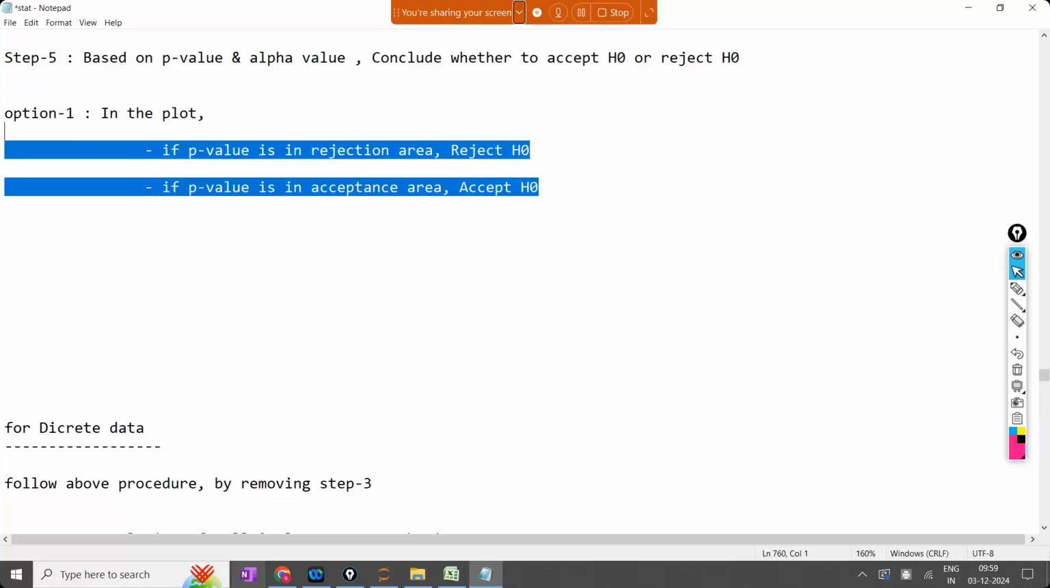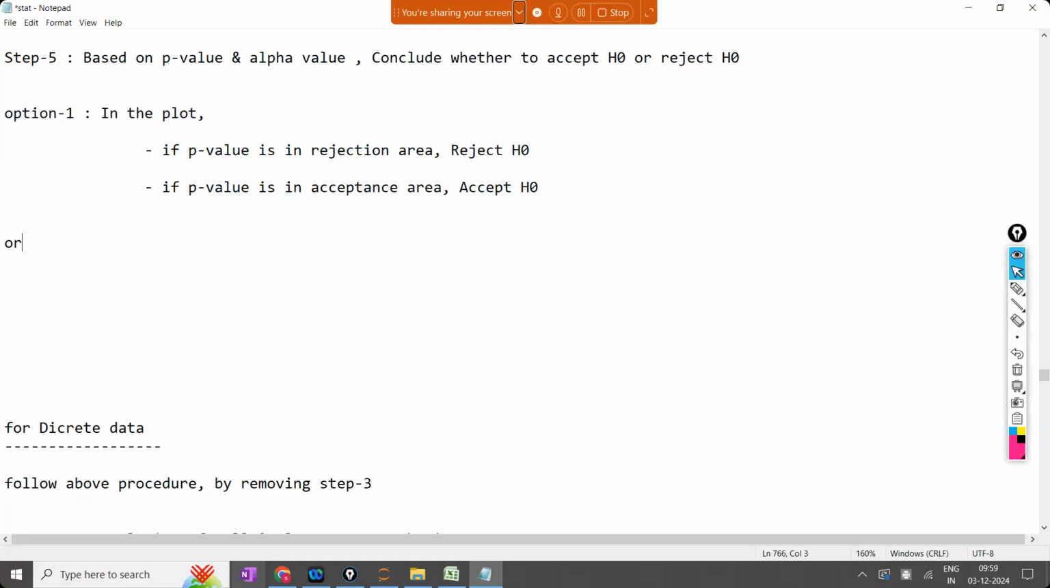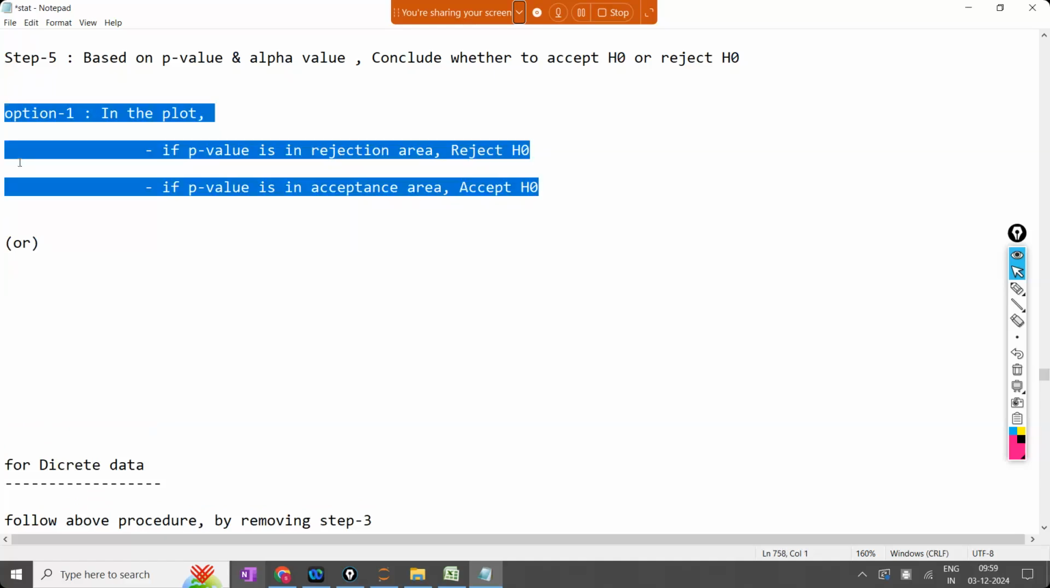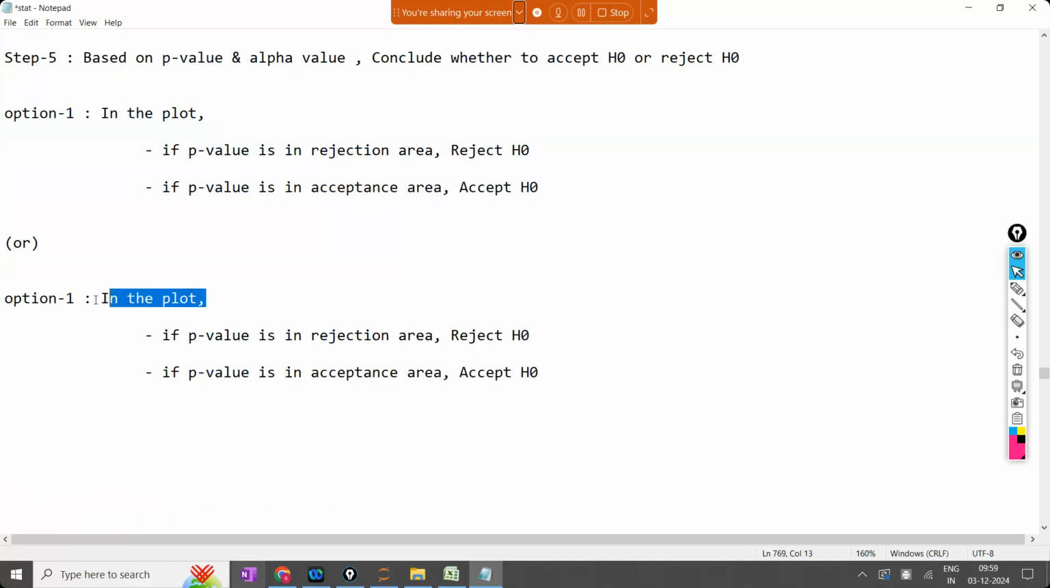Now, the second option, option number 2, or. Either this one or this one, out of your choice. Option number 2 is: no need to see the plot. Without seeing the plot, if the p-value is less than alpha, reject the null hypothesis. If the p-value is greater than alpha, then accept the null hypothesis. Two options are there, based on this or based on this.